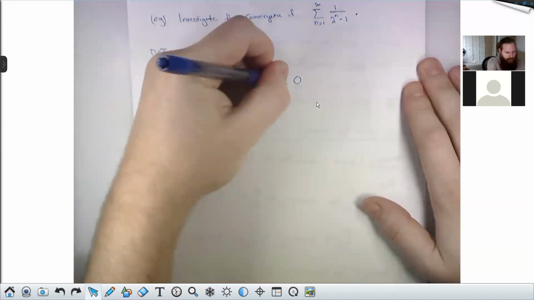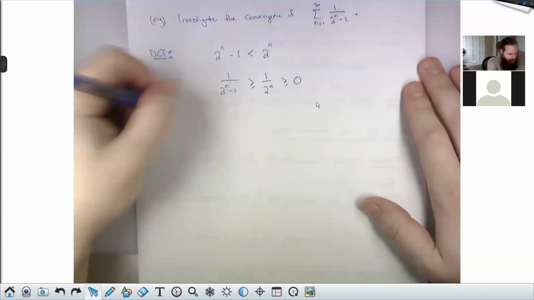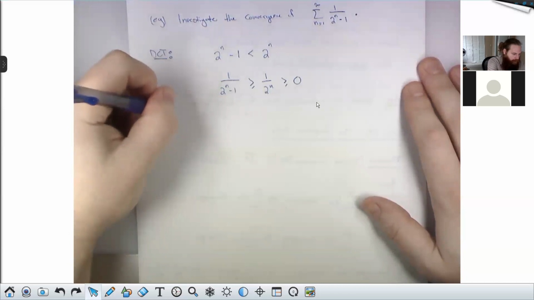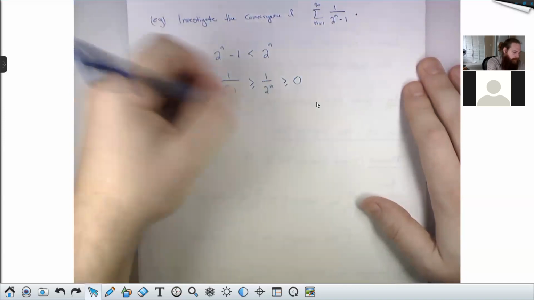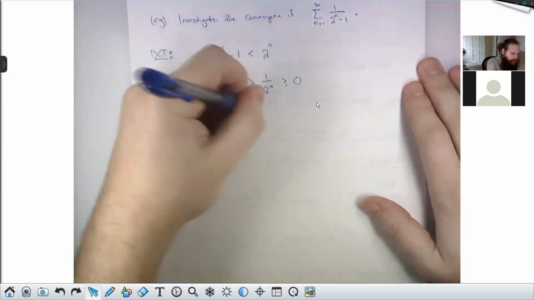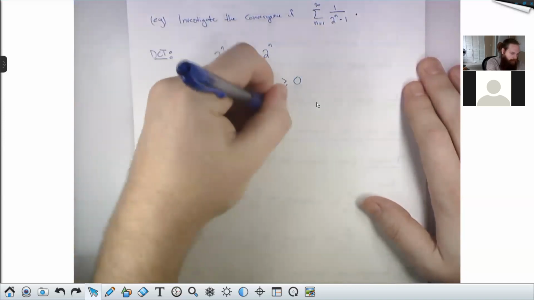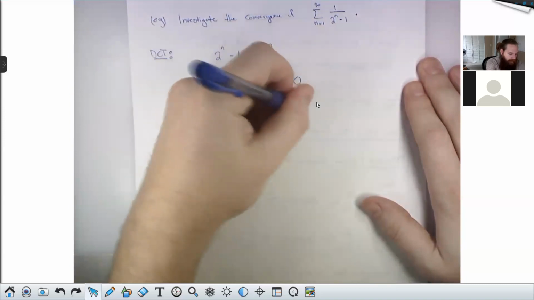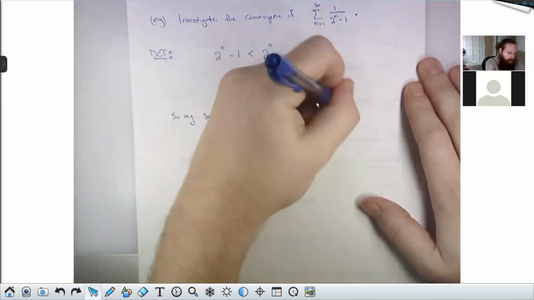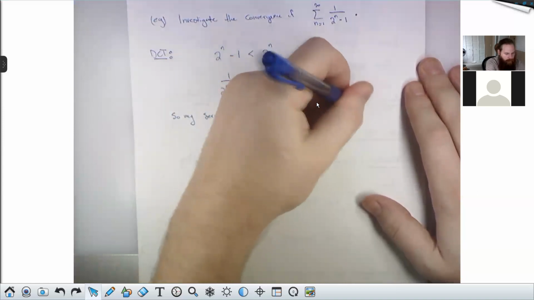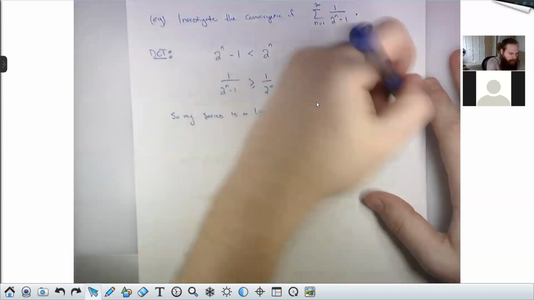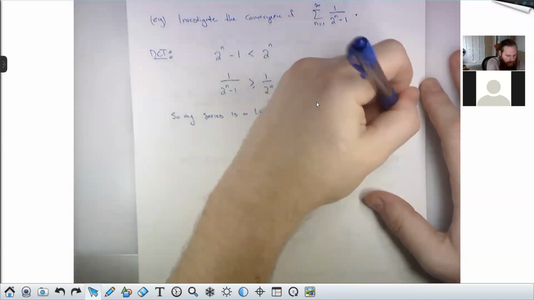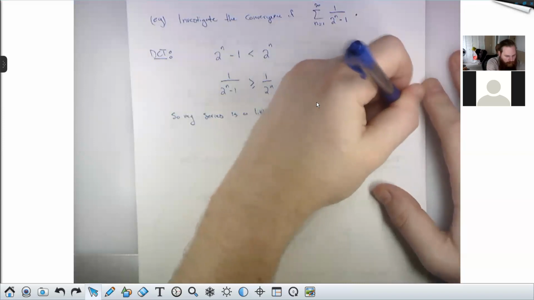So my series is not smaller than 1 over 2 to the n. Definitely it's true that these are positive, but this isn't useful. My series is a little bit bigger, not smaller, than sigma n equals 1 to infinity of 1 over 2 to the n.